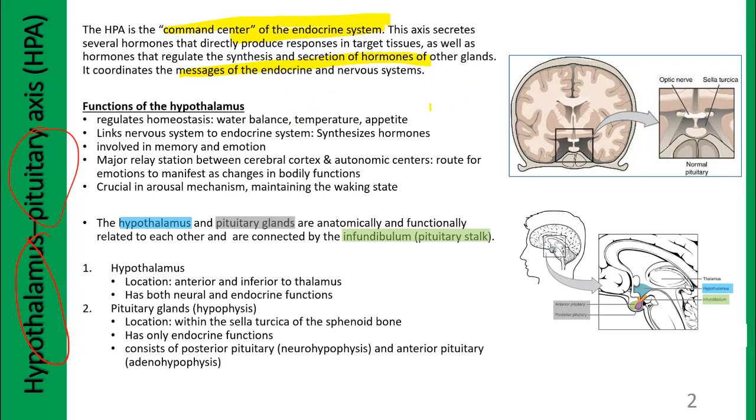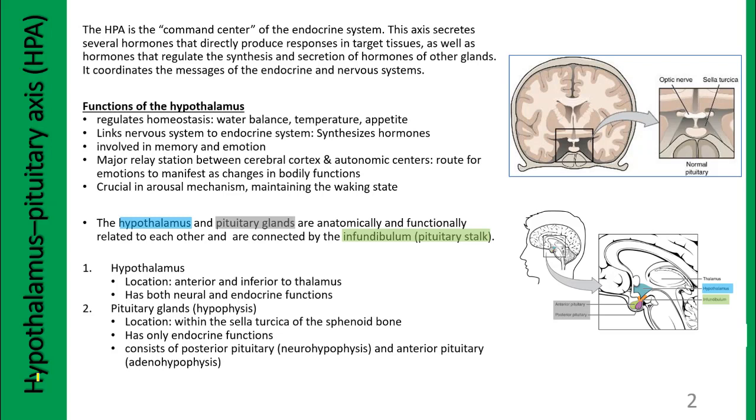What I've done is copy and paste the functions of the hypothalamus from an earlier lecture on the nervous system. As you can see over here, it links the nervous system to the endocrine system. As we talked about before, the nervous system provides a very quick, rapid response, whereas the endocrine system provides a more sustained, longer-lasting, slower response. So between the two of them, they help the body to maintain homeostasis.